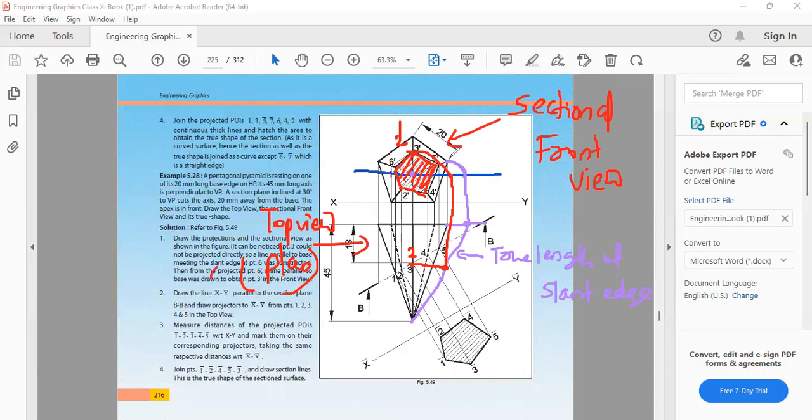And here the section is true or apparent. It's apparent. Why? Because the cutting plane is inclined. Okay, then draw the true shape.